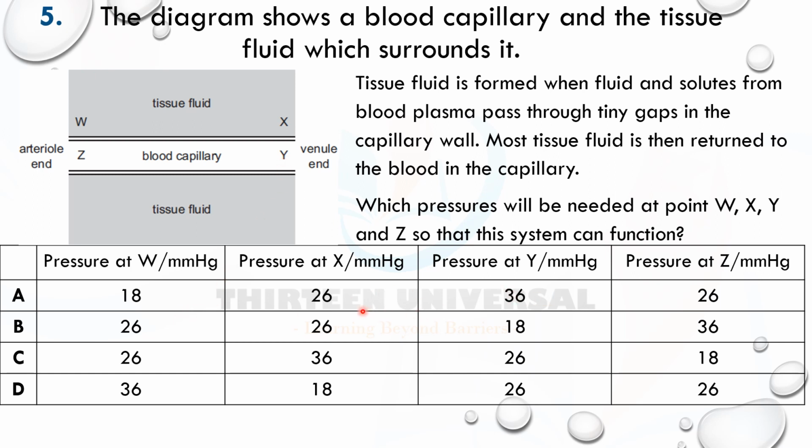X greater than y. A says 26. No, X is not greater. X greater. Yeah, it's B. X is greater than y here. So blood pressure here should be greater than here, so that tissue fluid can move back.